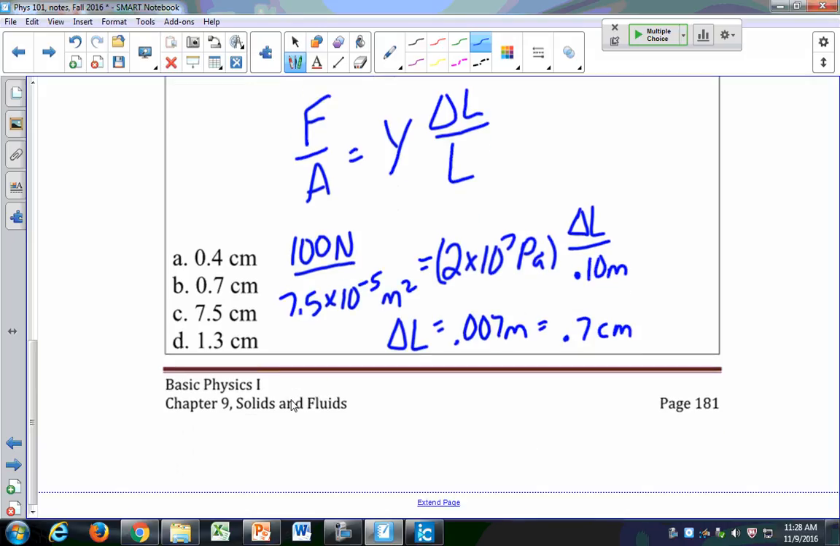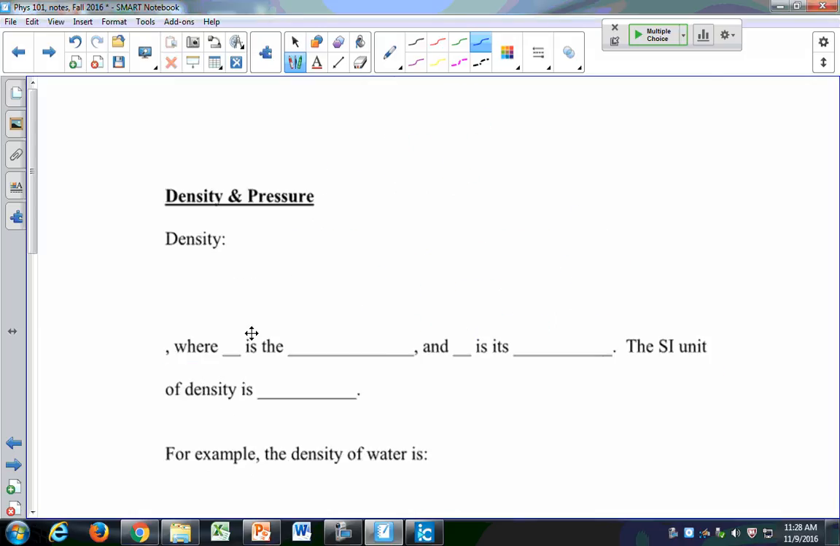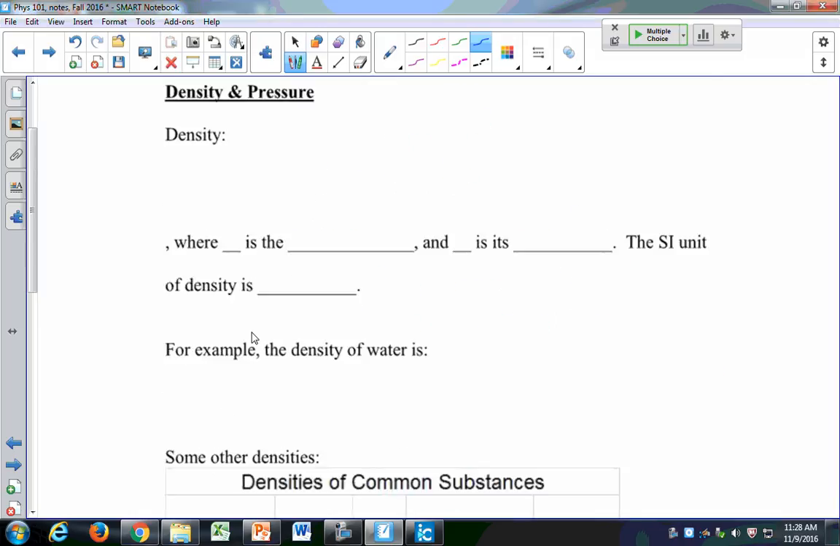All right, let's look at pressure, density and pressure. We had a lab on this. I'm pretty sure that you saw this in middle school or elementary school even, but you can see some questions as well. Look in the homework, look at some of the old tests, and we'll see some examples.